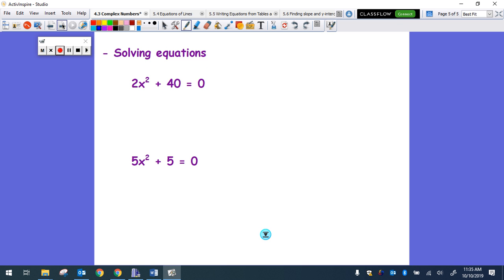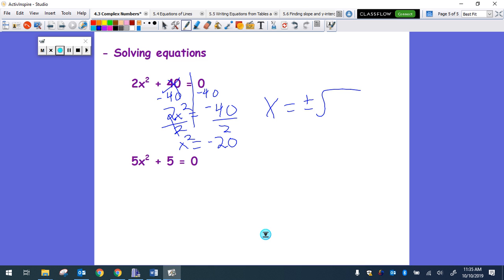All right, solving equations. We're going to move that 40. So our 2x squared equals negative 40. Divide by 2. So x squared equals negative 20. To get rid of a squared, we do the square root. So x equals, it could be a positive or negative, square root of negative 20. Now we're just going to reduce this. 20, 2 will go in there 10, 2 will go in there 5. So this will reduce to plus or minus 2i, because we're taking that negative out. And then left in the square root is a 5.